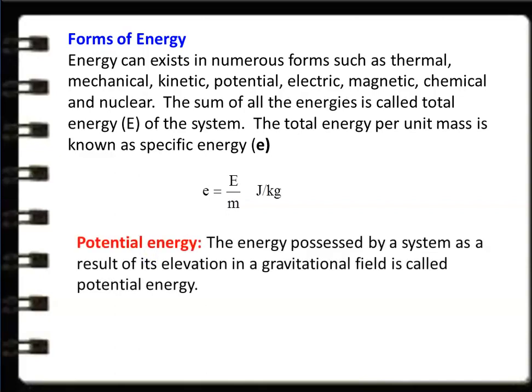And the first form of energy is the potential energy. We are familiar with the potential energy, we studied it at the school level. The energy possessed by a body or a system by virtue of its elevation in the gravitational field is called potential energy. So the potential energy is mgz. z is the height, m is the mass of the system, and g is the acceleration due to gravity. And it is measured in joules or newton meter.